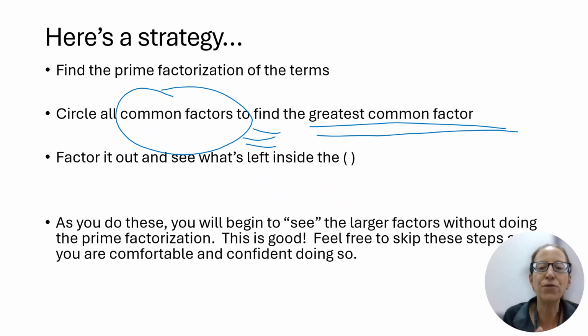Now, as you do these, you're going to begin to see the larger factors without doing the prime factorization. The prime factorization is a great way to visualize what's going on, but it's not where we want to live. It's not where we want to camp out. As you do them, you are going to start to see those larger factors. This is good. This is where we want to go. Feel free to skip these steps as soon as you are comfortable and confident doing so. I am going to be doing the prime factorization. We'll review it with the prime factorization, but the goal is for you to see both of the GCFs.